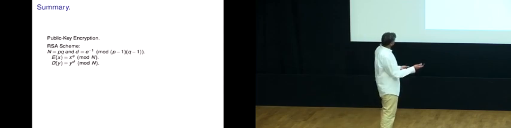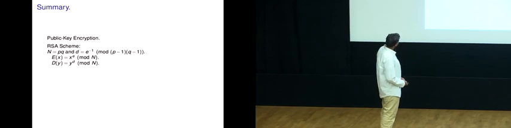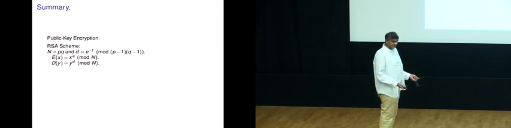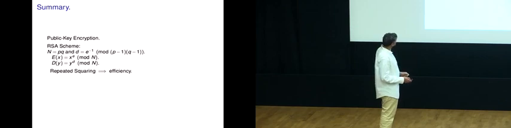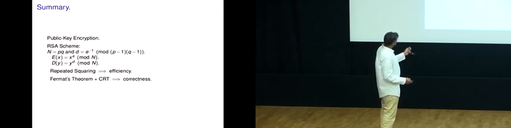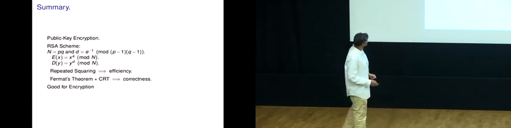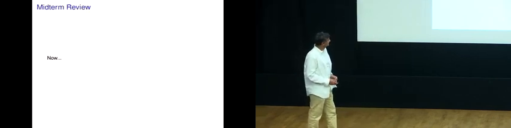Okay, so public key cryptography, it's the RSA scheme. That's the whole scheme, not too big, not too nasty. I think that's the whole description. And from all of these, you know how to do all the parts. You know how to multiply. You know how to take inverses. You know how to exponentiate using repeated squaring. Fermat's theorem and the CRT gives you correctness. It's good for encryption and secure signature schemes. Okay. Questions?